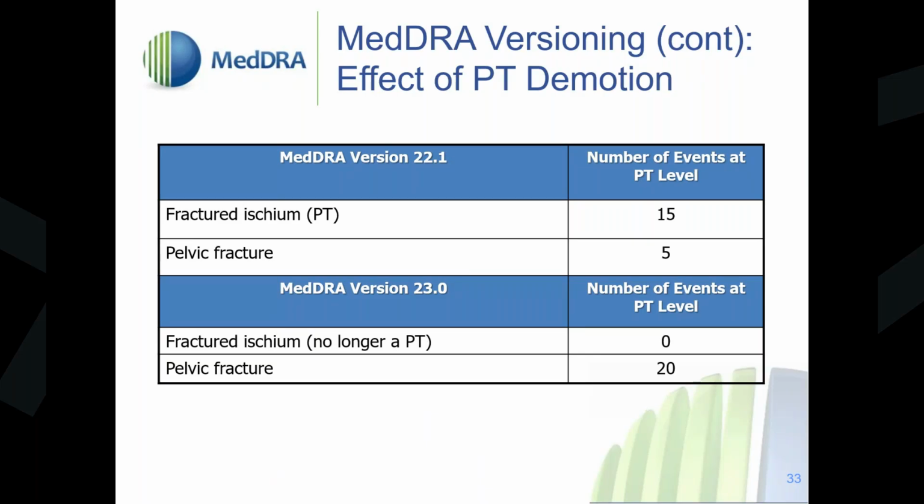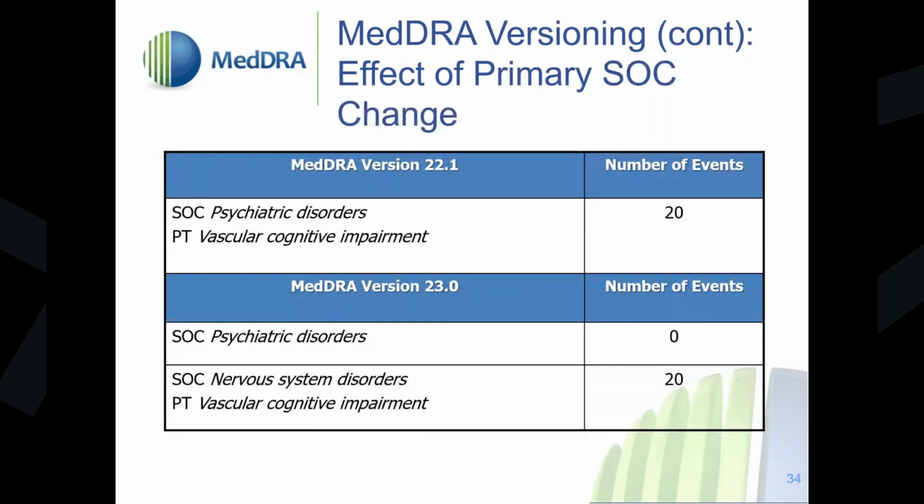Here's another example. Same version, 22.1. The preferred term vascular cognitive impairment had a primary link to the psychiatric disorder and secondary links to the nervous system and the vascular disorders. In version 23, the primary SOC assignment was changed to the nervous system disorder. They kept the psychiatric SOC, but it now became a secondary link.